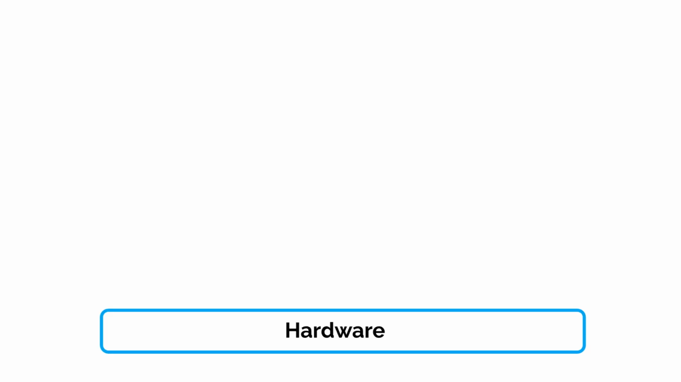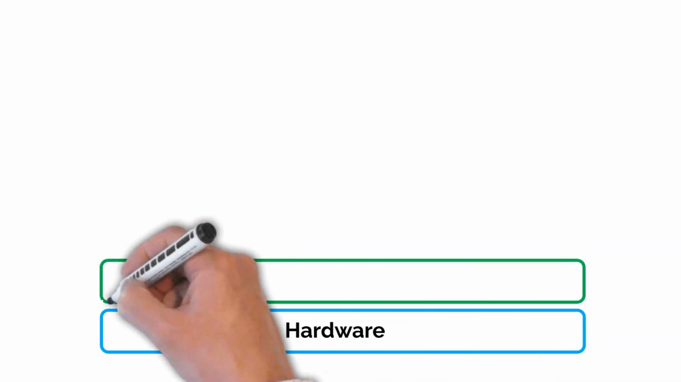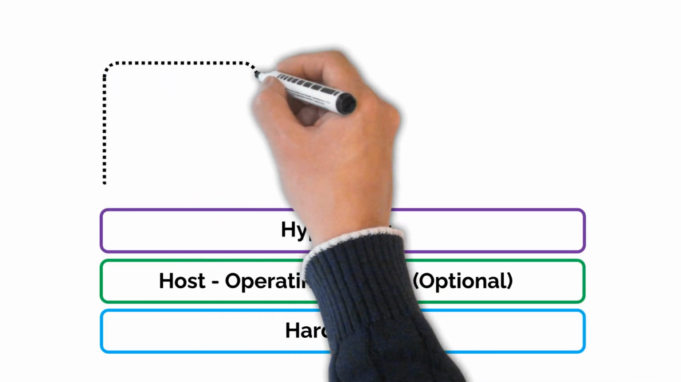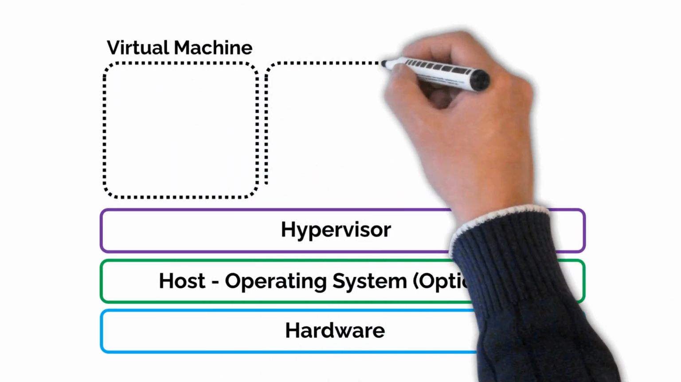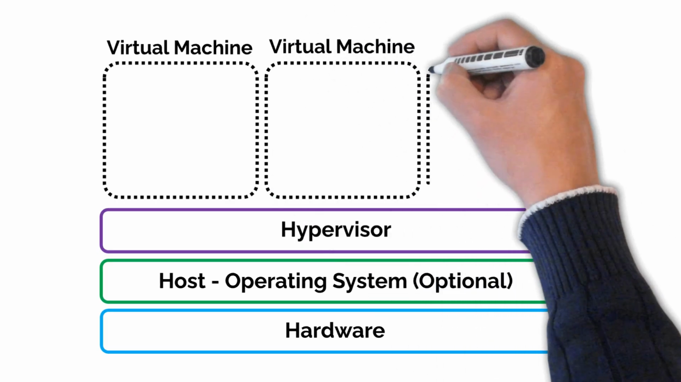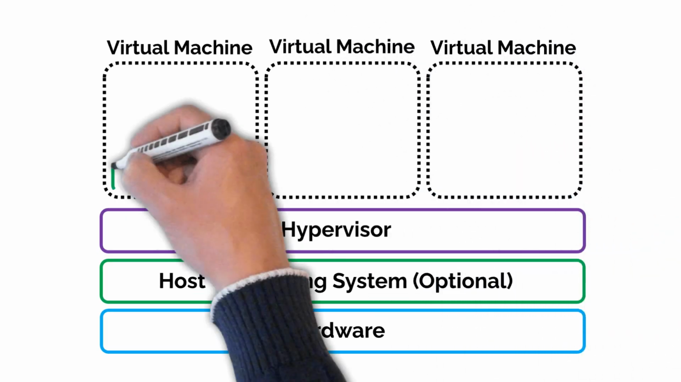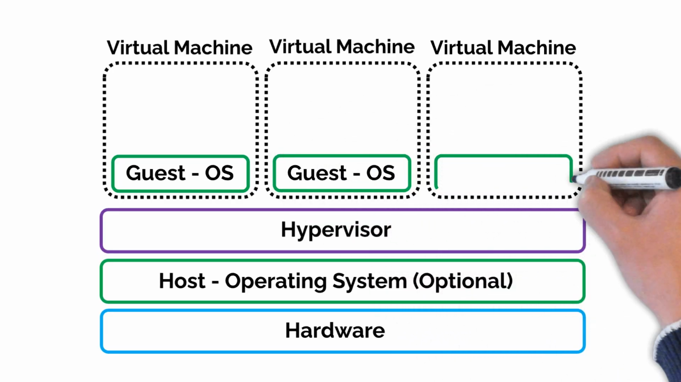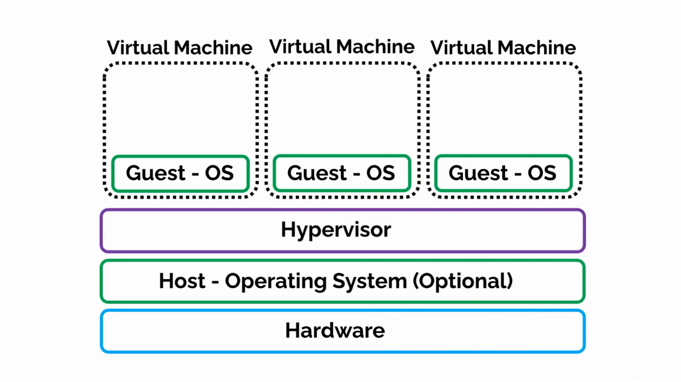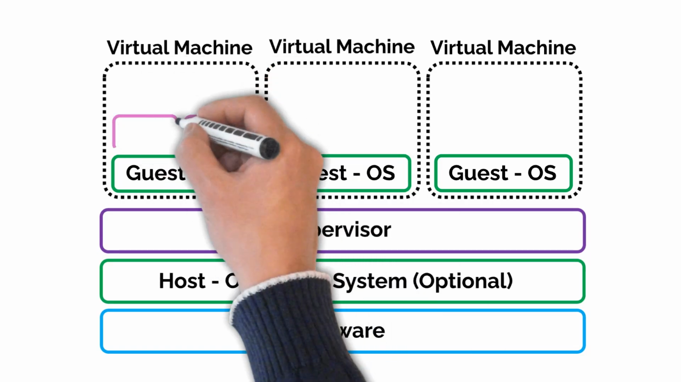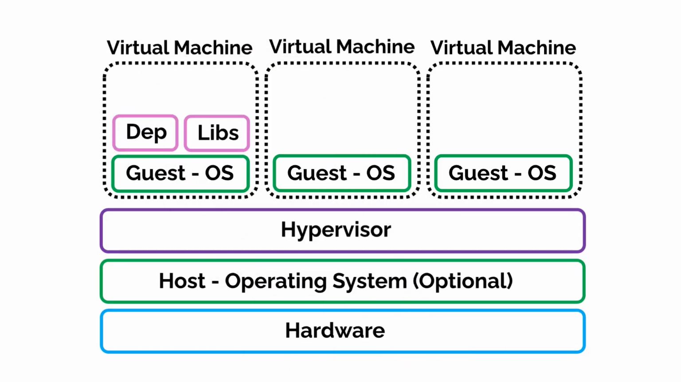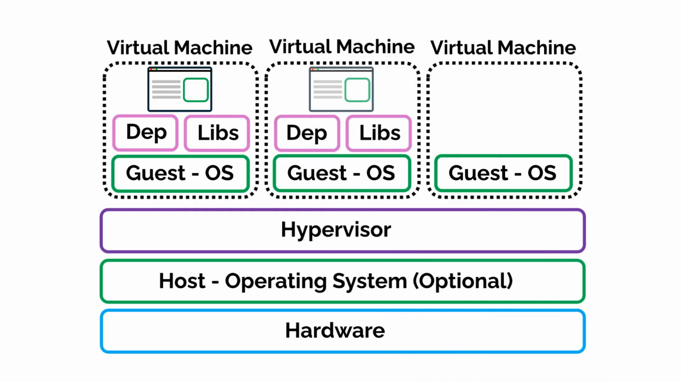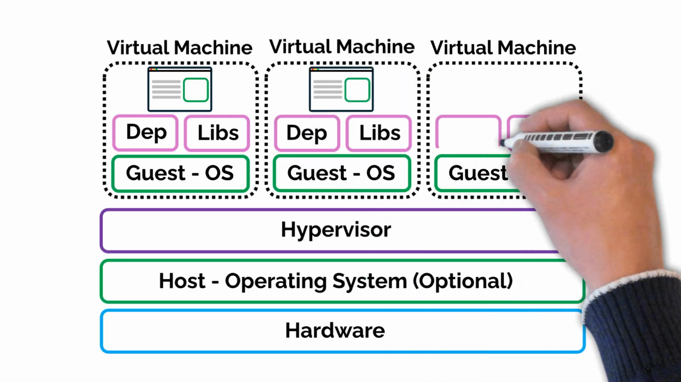You start with a physical hardware, and on top of that, there's a host operating system, and then a hypervisor, which is a piece of software that creates and manages virtual machines. Each virtual machine runs its own guest operating system. It could be Windows, Linux, or any other OS. Inside the VM, you can install libraries, dependencies, and finally, your application. So each VM is like a full isolated computer that runs on top of another computer.